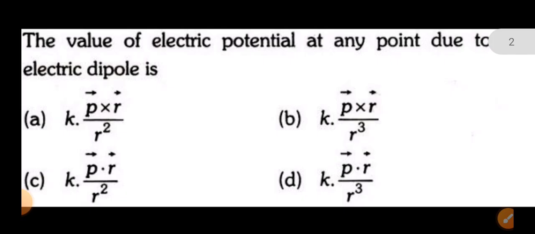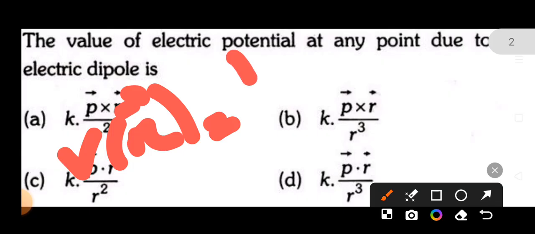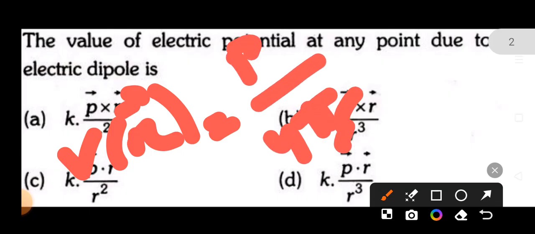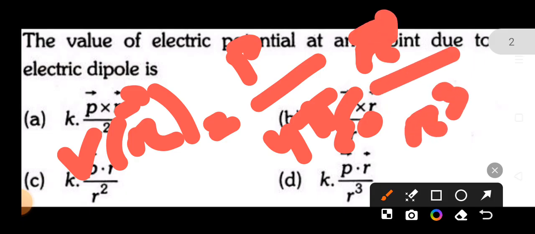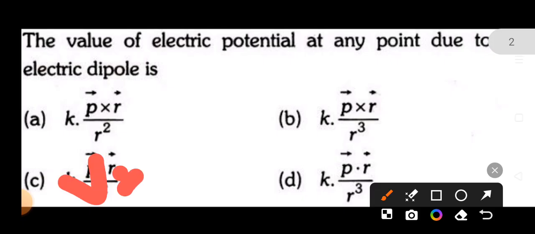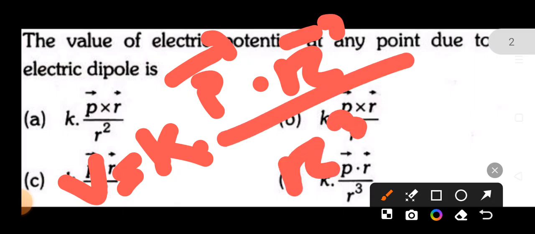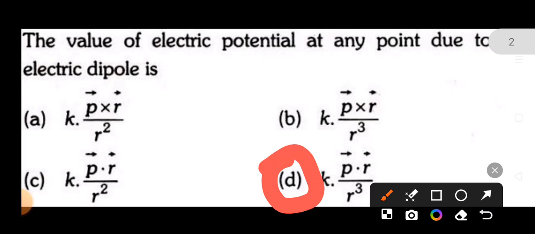The value of electric potential at any point due to an electric dipole is V of r equals p·r upon 4 pi epsilon naught r cube. Here 1 upon 4 pi epsilon naught is k, so V is equal to k times p vector dot r vector upon r cube. So which option is this? Option D is correct. Did you understand?